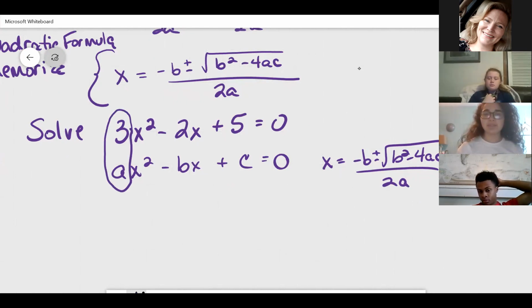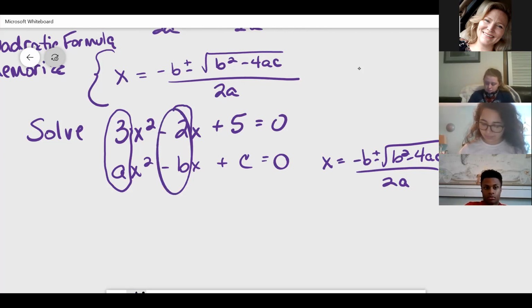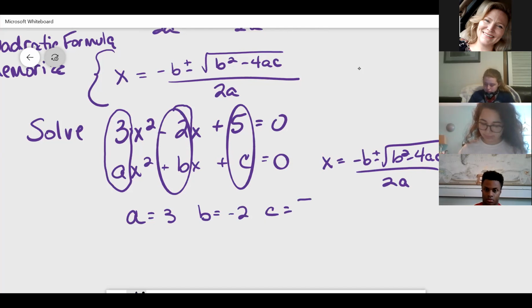Okay, in this equation, a is equal to 3. In this equation, b is going to be equal to negative 2. Originally, in this original one, this is plus b. So here the b is negative 2. And here in this one, c equals 5. All right, so I know that a is going to equal 3, b is going to equal -2, and c is going to equal 5.